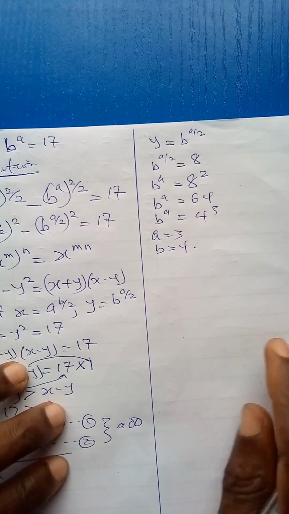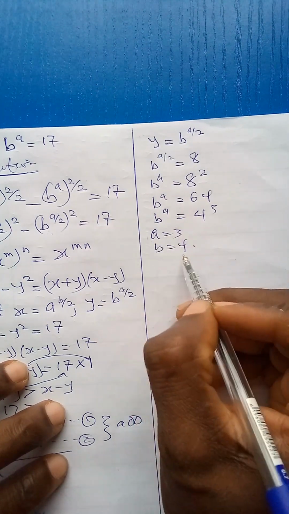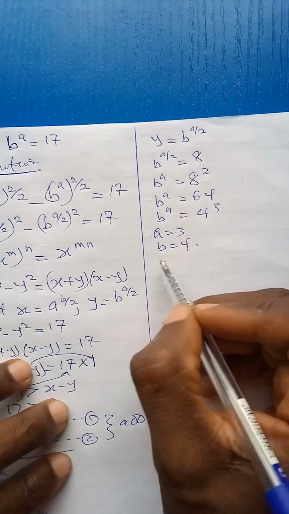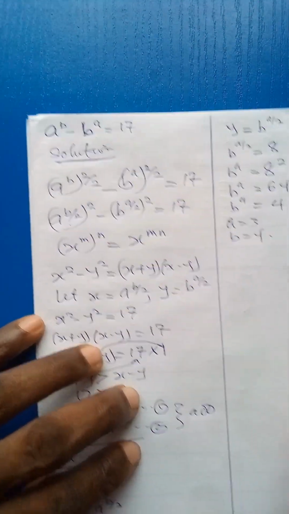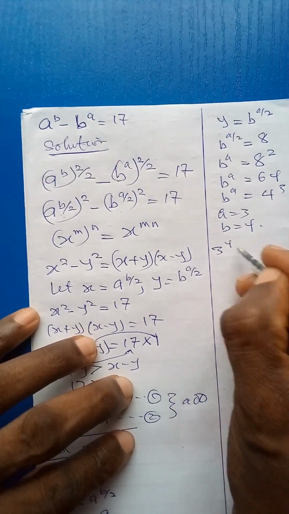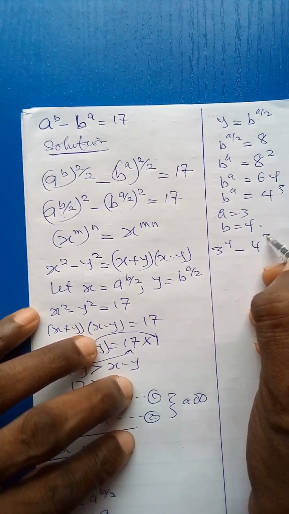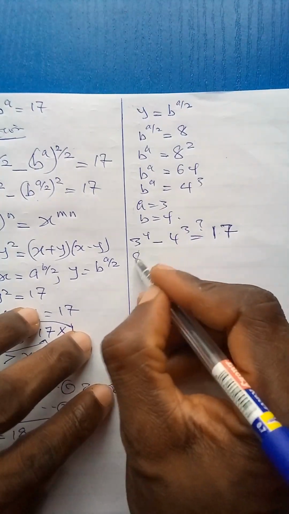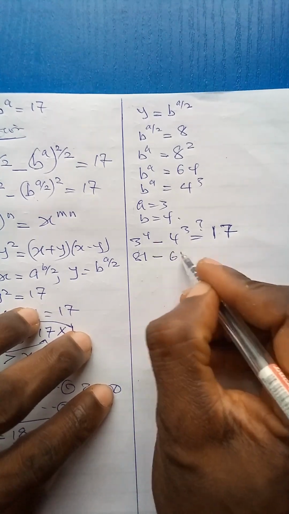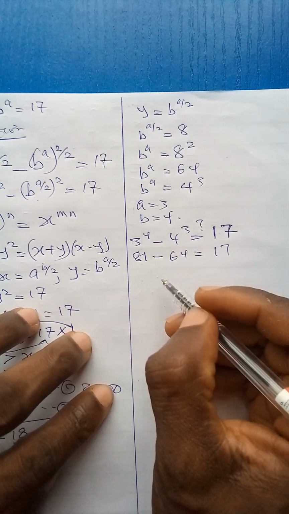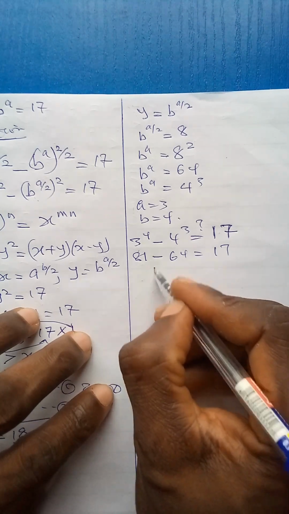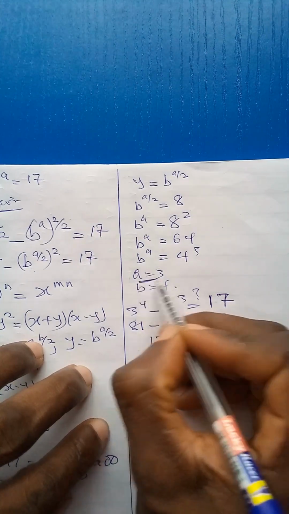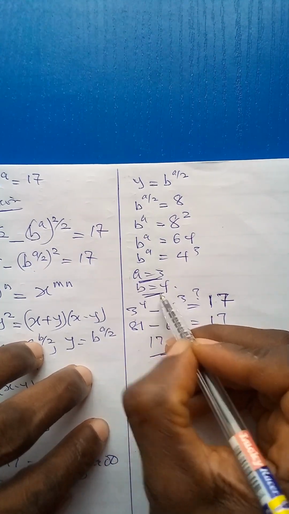If you are still not convinced that a equals to 3 and b equals to 4 is the solution, let us back substitute 3 for a and 4 for b in the original equation. So it becomes 3 raised to power 4 minus 4 raised to power 3 is equal to 17. 3 to power 4 is 81. 4 to power 3 is 64. Yes, it is equal to 17 because 81 minus 64 is 17. Therefore, a is equal to 3 and b is equal to 4.